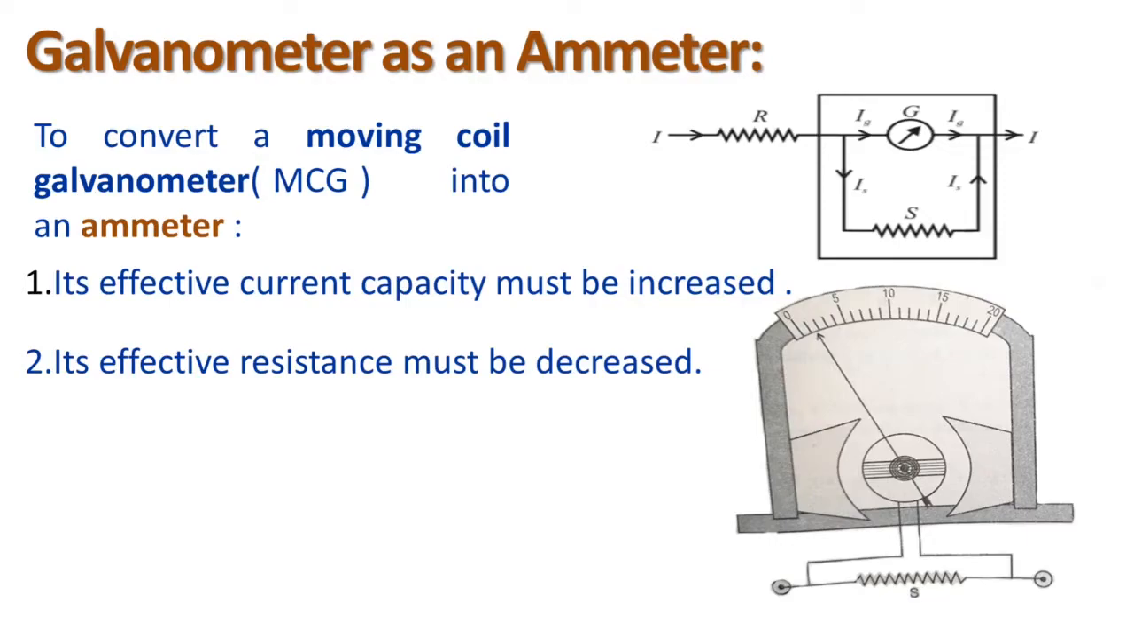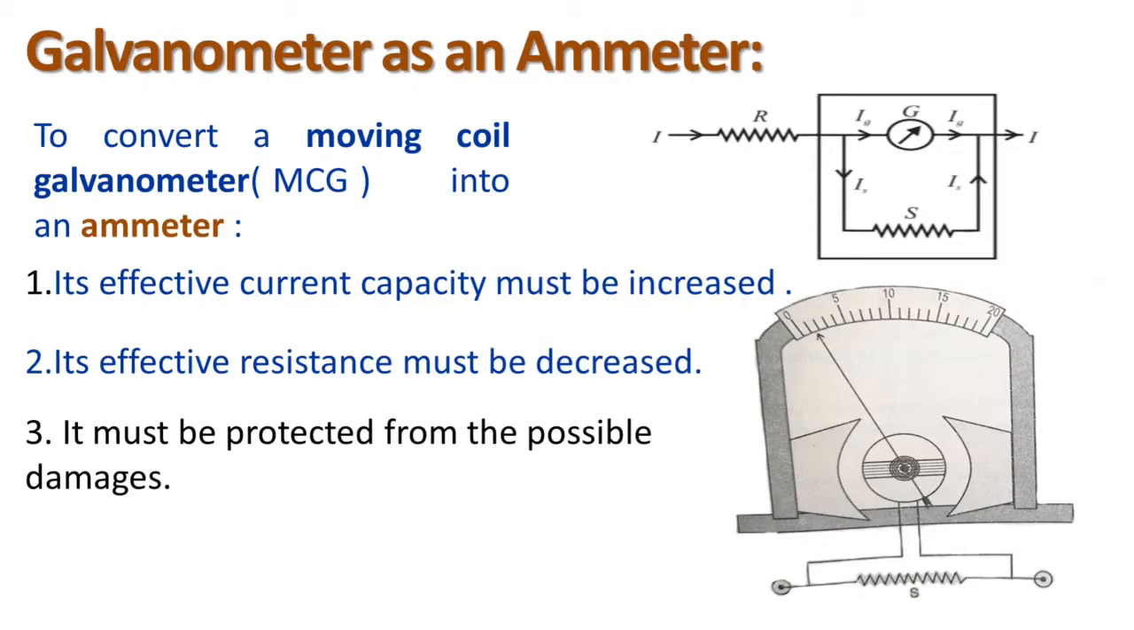In the ideal case, an ammeter should have zero resistance and it must be protected from the possible damages which are likely due to the passage of an excess electric current. In practice, this is achieved by connecting a low resistance in parallel with the galvanometer, which effectively reduces the resistance of the galvanometer. This low resistance connected in parallel is called shunt.